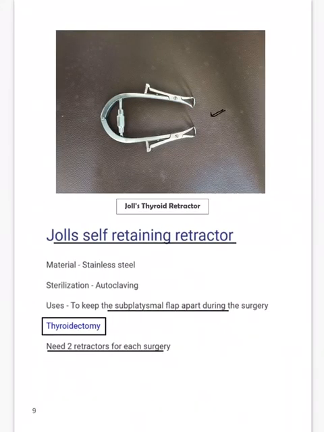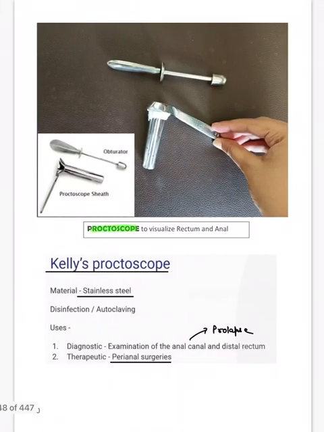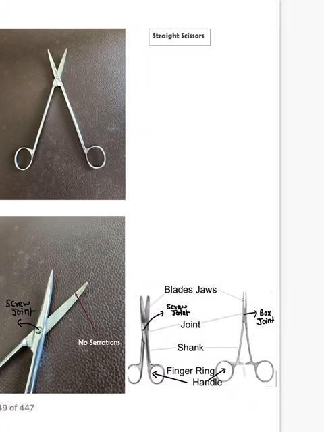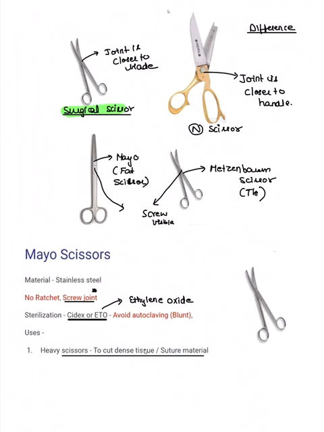See, this is a Joll's thyroid retractor used in thyroidectomy. Now see, this is a proctoscope, which is used to visualize the rectum and the anal canal. Okay. Then these are the straight scissors, guys. Okay, when you see the scissors, guys, you might think, why cannot we use normal scissor as compared to surgical scissor? So what happens in normal scissor, the joint is closer to the handle, so it's difficult to use it on less space structure.